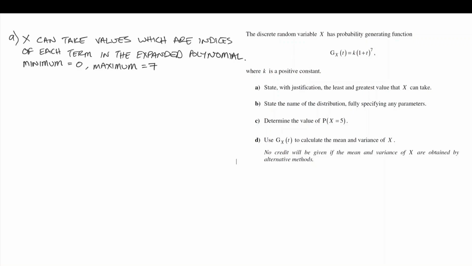The power that we have is going to be n. So that's the maximum number of successes. That's the number of trials. n equals 7. What is the probability of success in this binomial? I'm looking at the two terms, the 1 and the 1t. Well, the coefficient of t would usually represent the probability of success, while the constant term would be the probability of failure. At the moment, both of those are equal to each other.